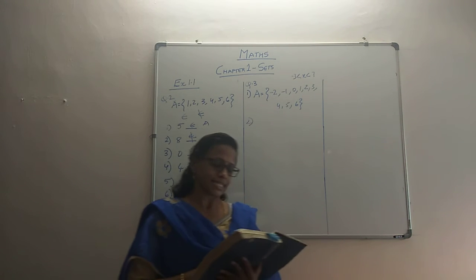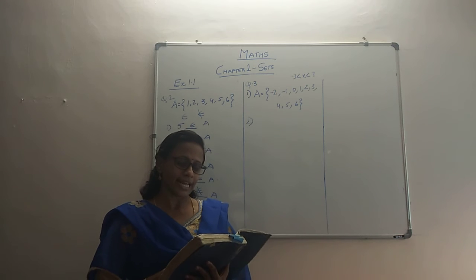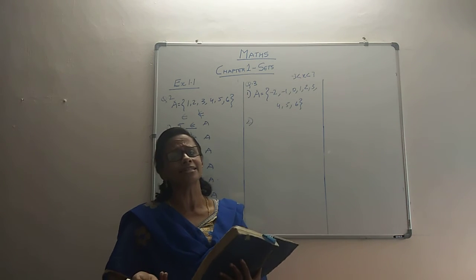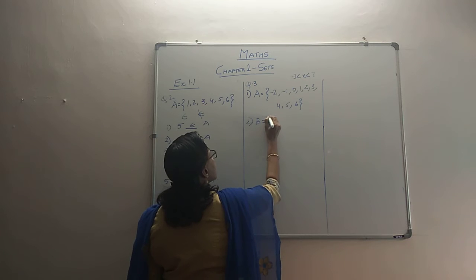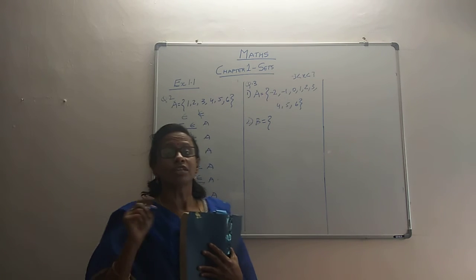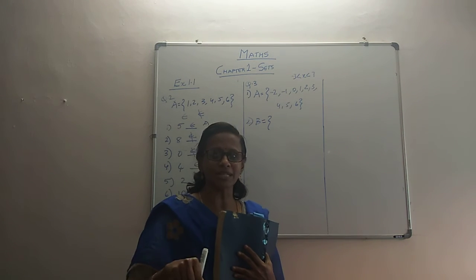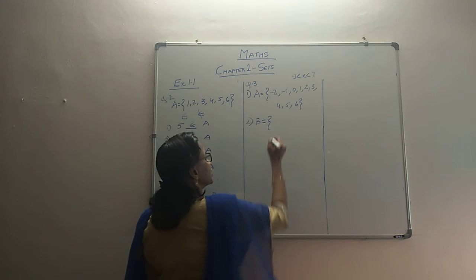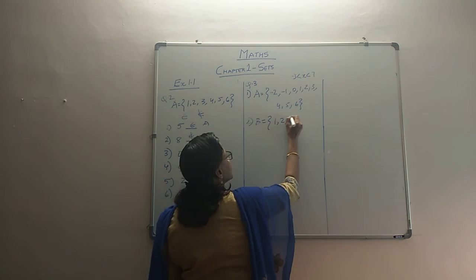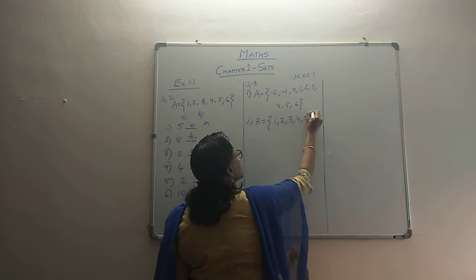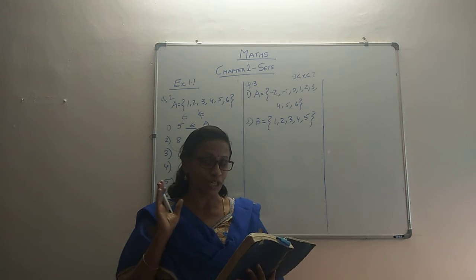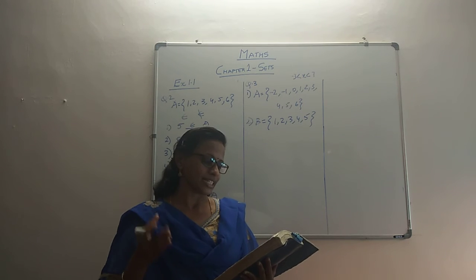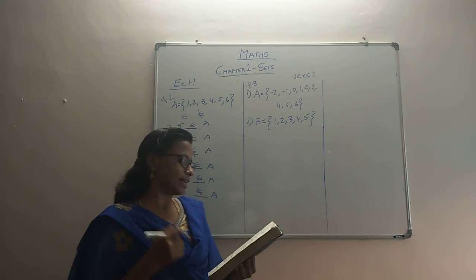Set B is a set of all the X such that X is a natural number less than 6. X is a natural number less than 6 means you have to write all the natural numbers which are less than 6. So we'll take 1, we'll take 2, 3, 4 and 5 because it has to be less than 6. They have not told us less than or equal to. They have only told less than. So we have to take only till 5. So these are the elements.